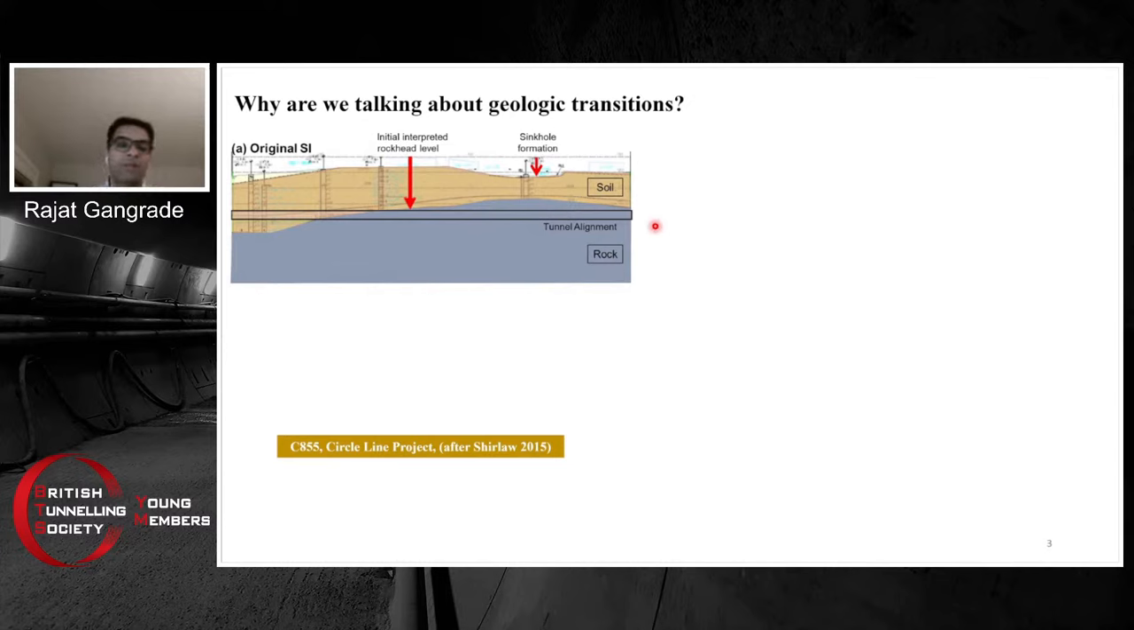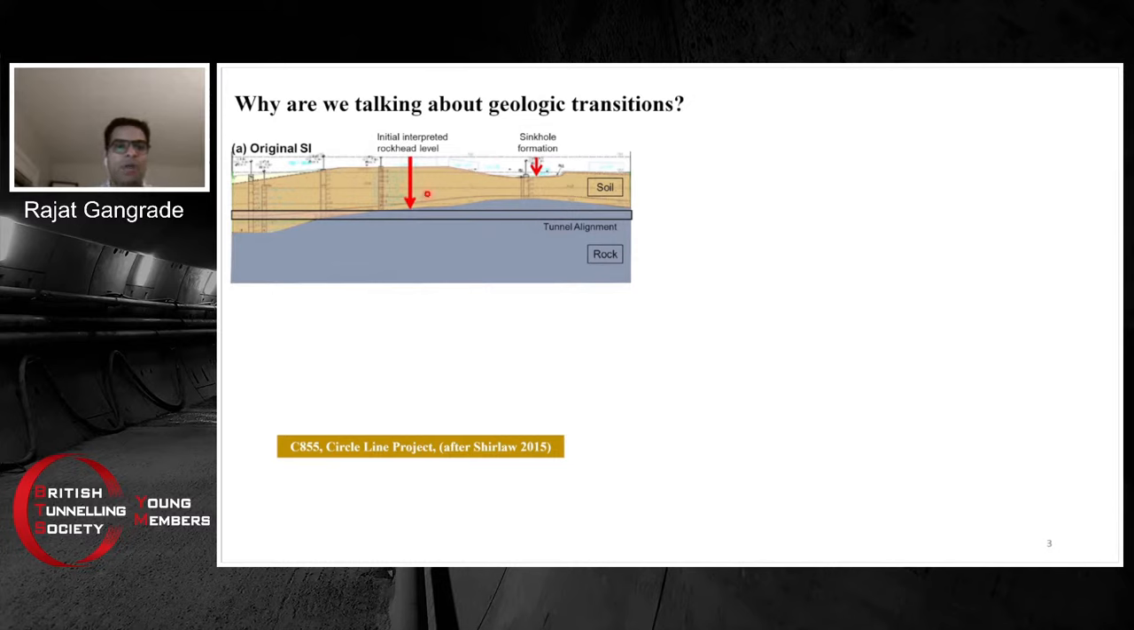And they were supposed to tunnel from right to left. They had about 5 boreholes on that project initially. They drew a nice, beautiful profile of a transition between soil and rock, and anticipated, well, most of our tunneling is going to be in rock, and we have sufficient cover in that case.